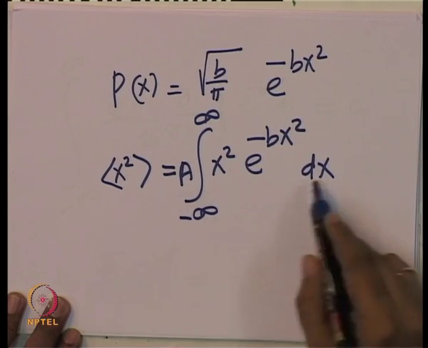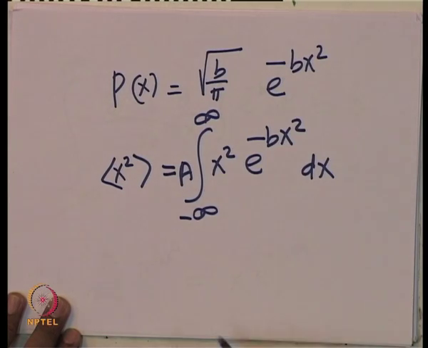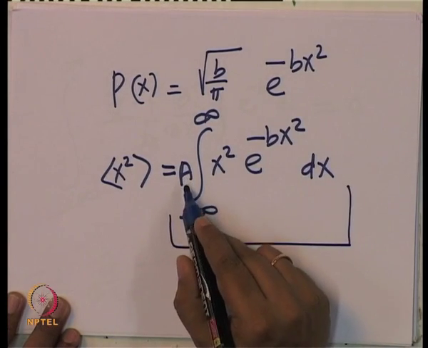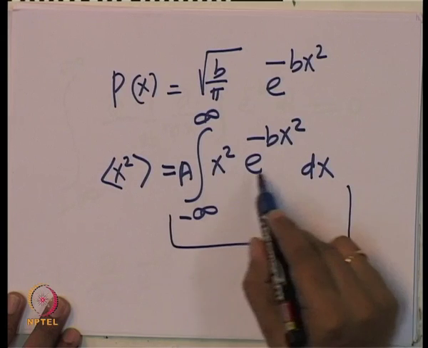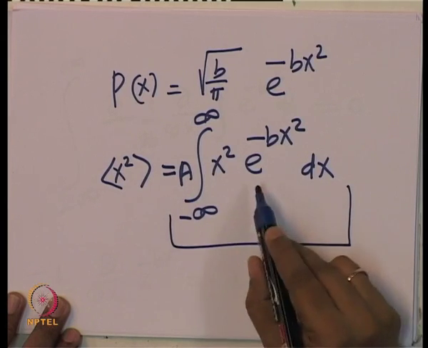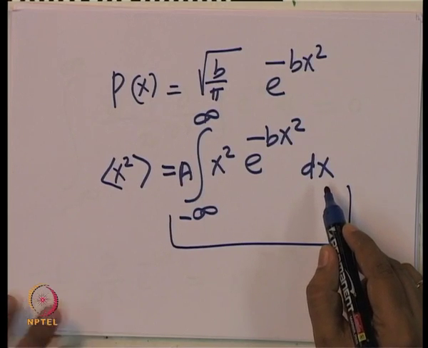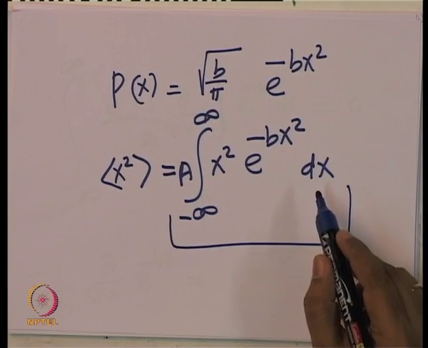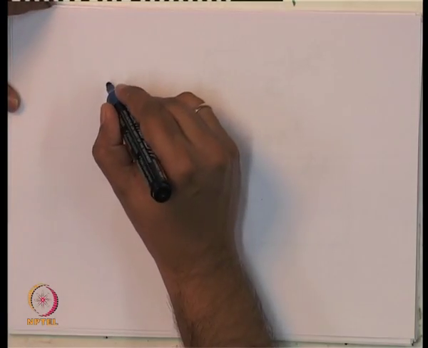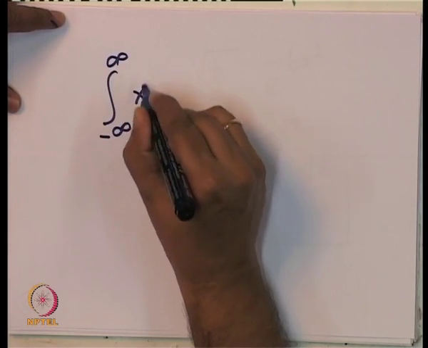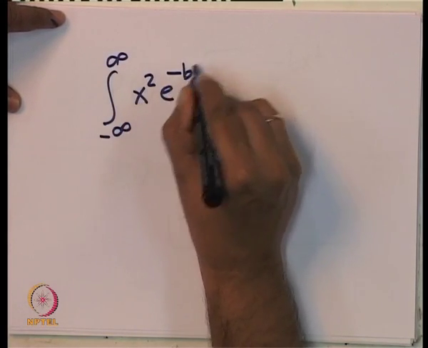Now, we want to find out what is x square. So, first let us do this particular integral. We know that a is root of b by pi. So, let us calculate what is the integral x square e power minus b x square dx. So, let us do this calculation. What do we want to calculate? We want to calculate the integral from minus infinity to infinity of x square e power minus b x square dx.